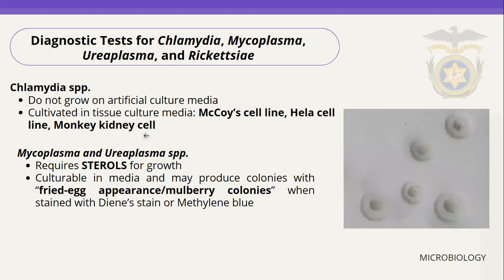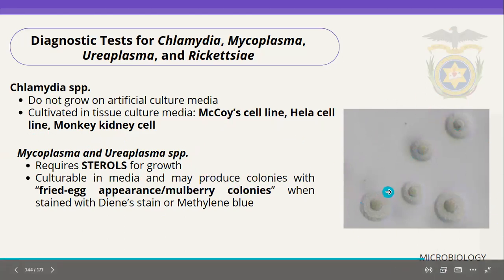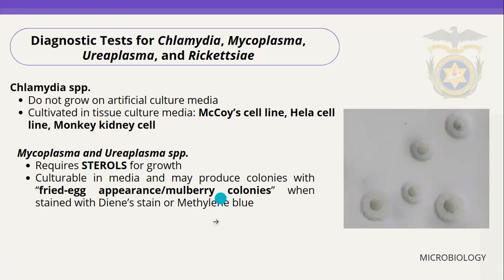So now let's proceed to the diagnostic test for Chlamydia, Mycoplasma, Ureaplasma, and Rickettsiae. Chlamydia species do not grow on artificial culture media. They are often cultivated in tissue culture like McCoy cells, HeLa cells, and monkey kidney cells. Mycoplasma and Ureaplasma species require sterols for growth, and they are culturable in media and may produce colonies with a fried egg appearance or mulberry colonies, as seen in this picture when stained with Dienes stain or methylene blue.